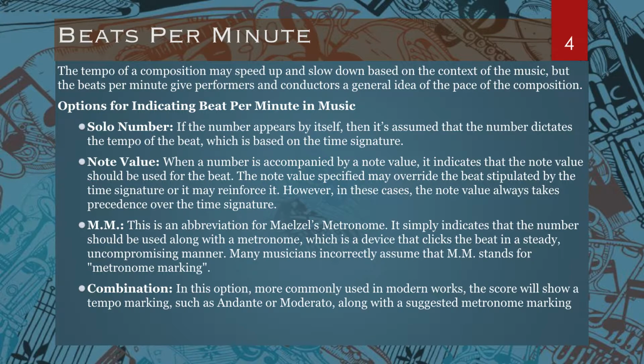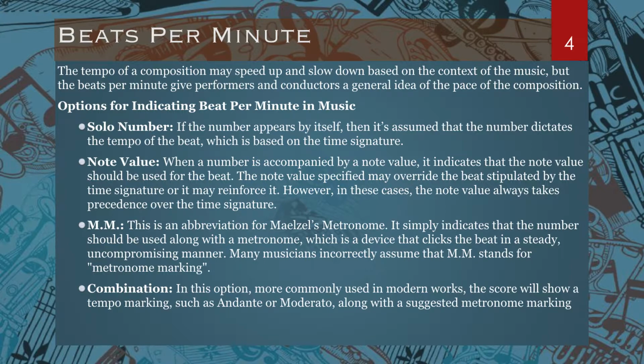Beats per minute. The tempo of a composition can speed up and slow down based on the context of the music, but the beats per minute give performers and conductors a general idea of the pace of the composition. So you have a few options for indicating beats per minute in music. You can use a single number. If you see a number all by itself at the beginning of the piece, then it's assumed that the number dictates the tempo of the beat, which is based on the time signature. So if you see a 72, you'll know that you should have a tempo where the beat occurs 72 times per minute.